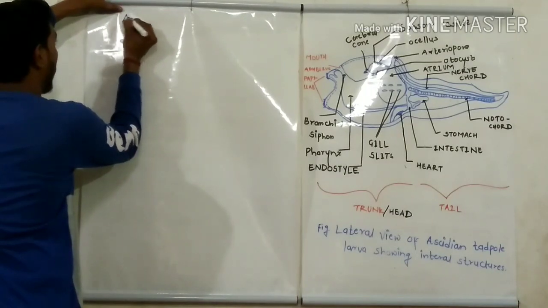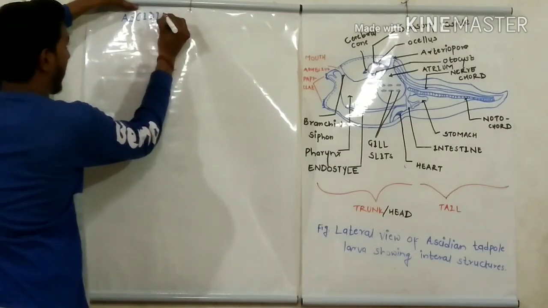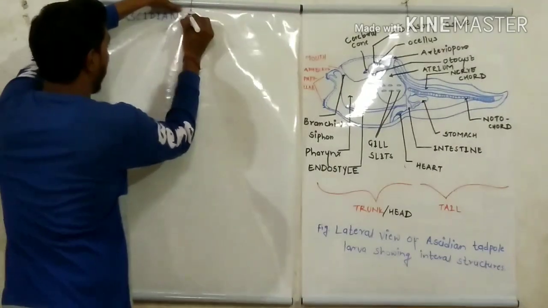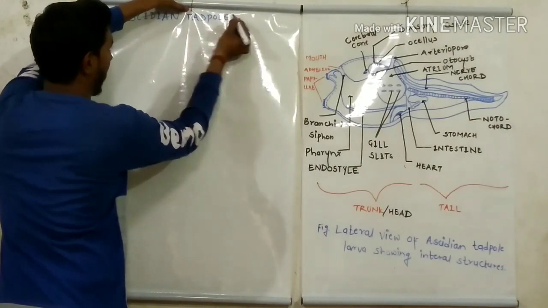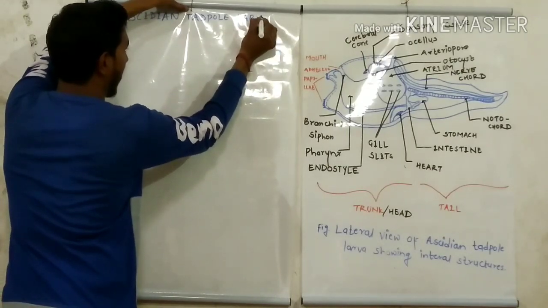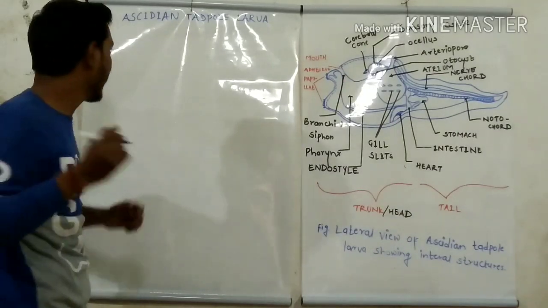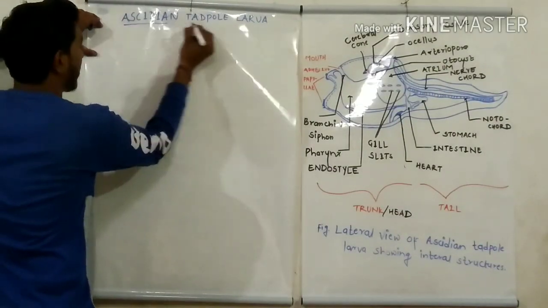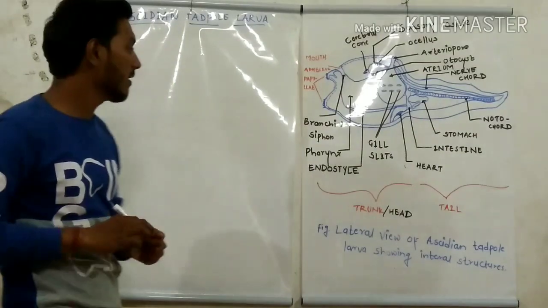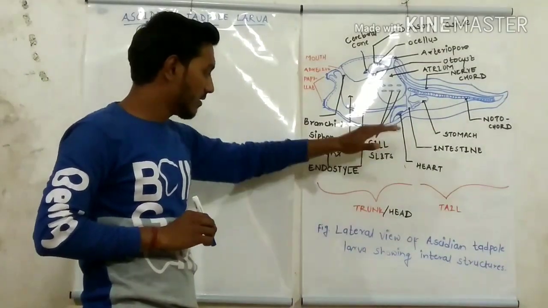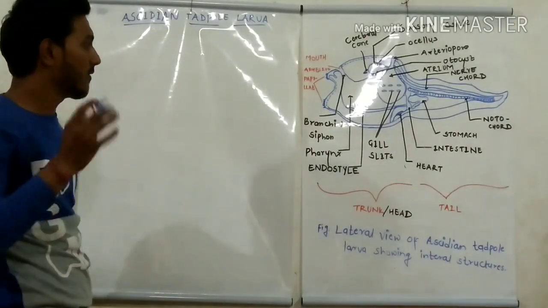Structure of ascidian tadpole. We are going to study the structure of ascidian tadpole larva. First, this is the structure of this larva. I will explain in brief the total structure of this larva. But first, this is the larva, the brief introduction.